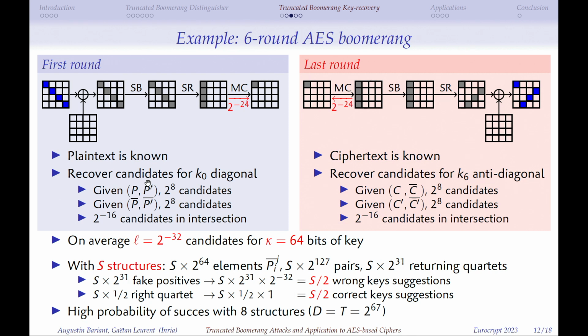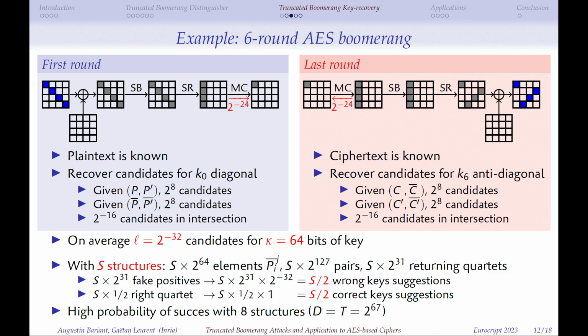And because we have a quartet, we also have another pair that can be used to extract key information. That's the pair p bar, p bar prime. So we get a different set of 2 to the 8 candidates. And when we intersect them, on average, we expect 2 to the minus 16 candidates. You can do the same on the last round. And in total, you get 2 to the minus 32 candidates for 64 bits of the key.